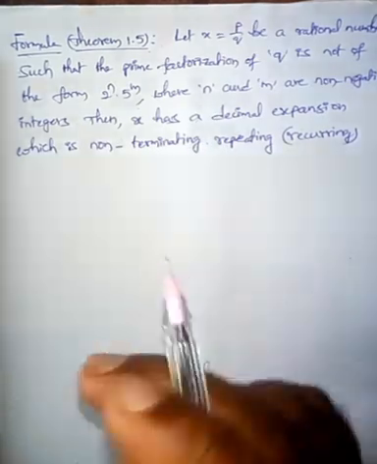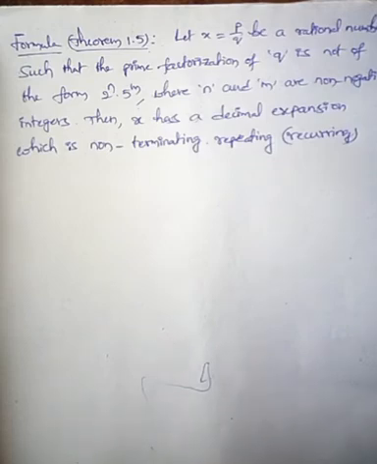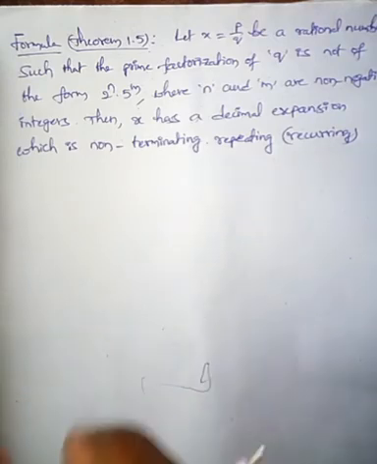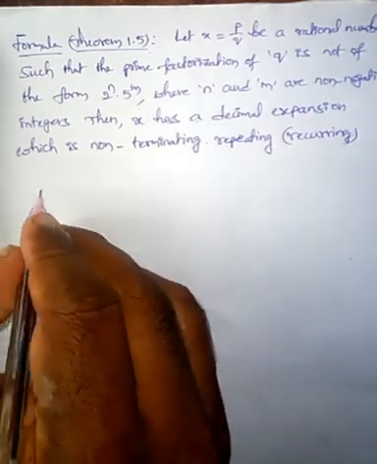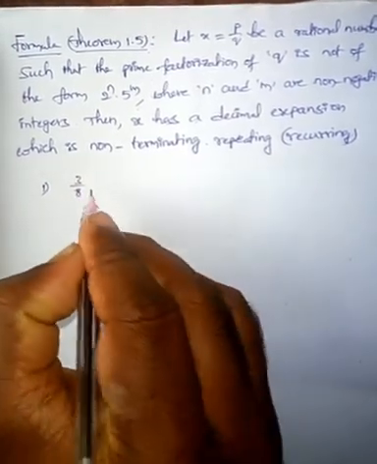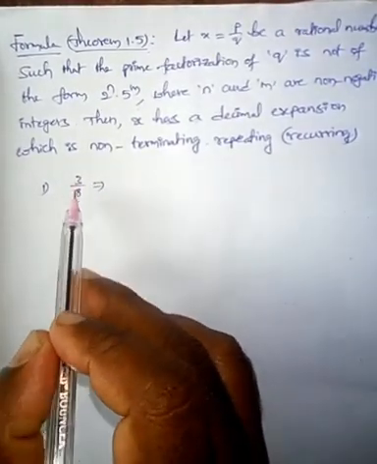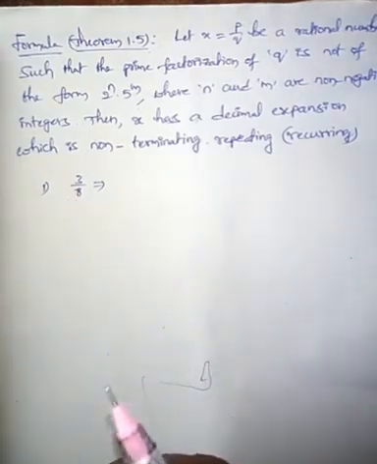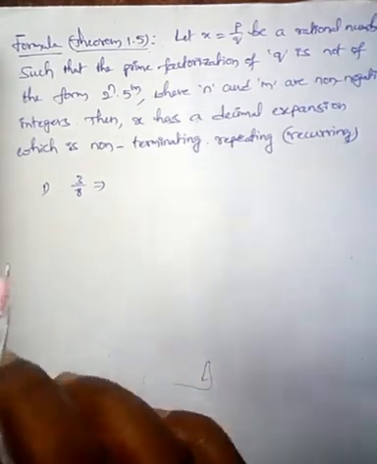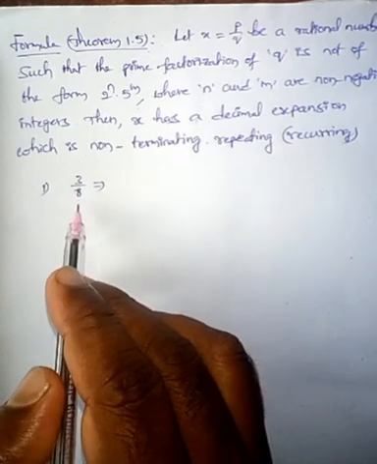You have already done some problems in exercise 1.3 first Roman. So let's watch the problems in exercise 1.3 first Roman for understanding this concept. In the first Roman we solved the problem 3 by 8. First of all we have to check whether the given fraction is in its simplest form or not. If it is not in the simplest form, we have to simplify the fraction first. So 3 by 8 is in its simplest form.